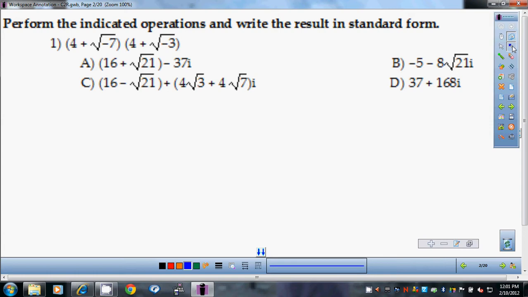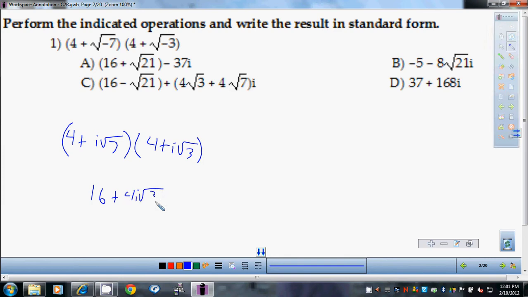All right, number 1. What are we supposed to be doing? Somebody look at that problem and tell me what you think we need to do. FOIL. That's exactly what we do. So it'll be 4 plus i radical 7 times 4 plus i radical 3. And you FOIL. 16 plus 4i radical 3 plus 4i radical 7 plus i squared radical 21.